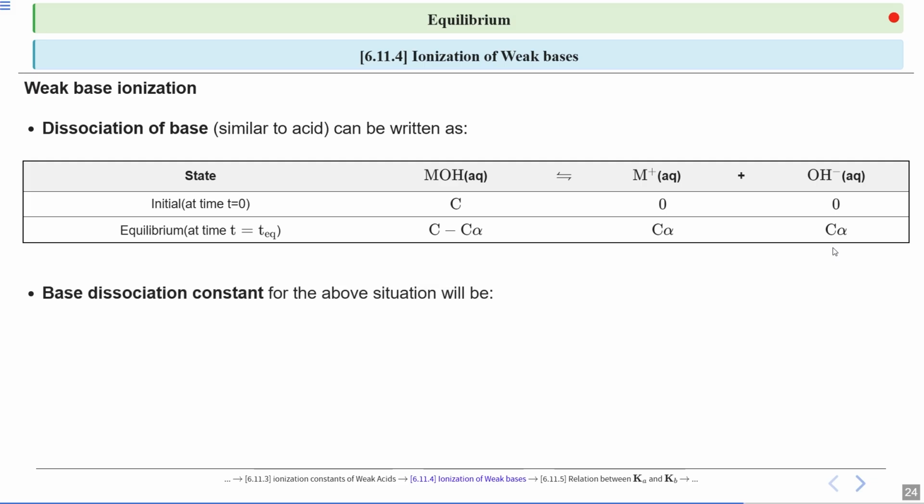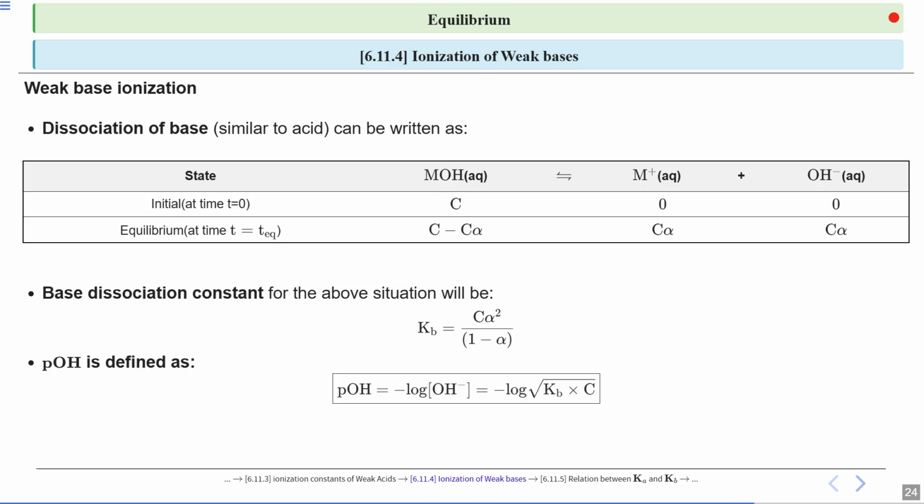Now, if I write the base dissociation constant similar to the acid dissociation constant, we can write Kb is equal to C alpha square by 1 minus alpha. And your pOH can be written as how much? Minus log OH minus, we know this thing, or we can write it as minus log root under Kb into C.